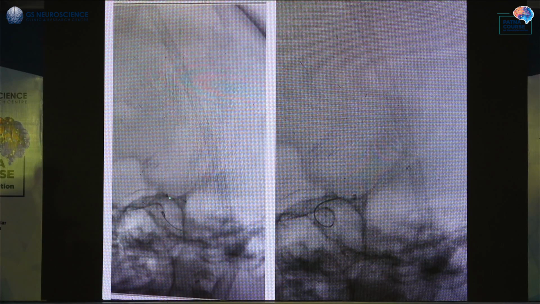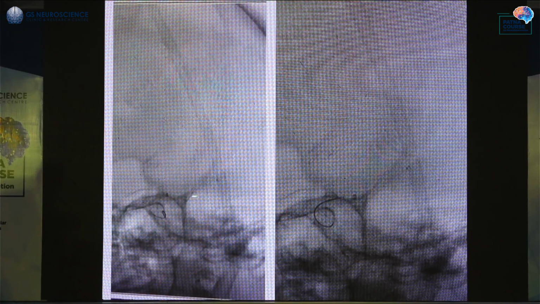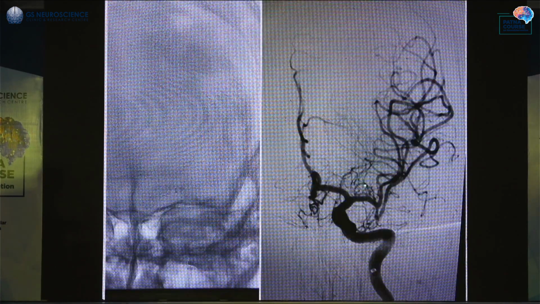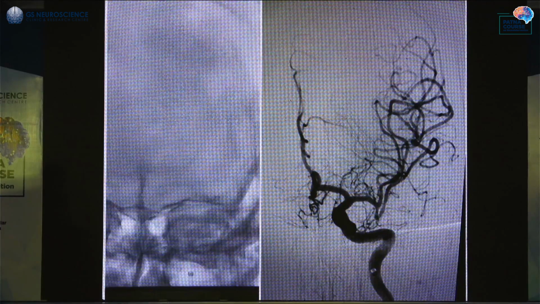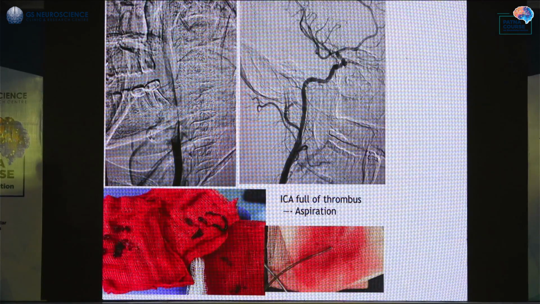Reached to there, and this is the stent here. This is the aspiration catheter, and the artery is opened up. So in MCA, I usually go with the aspiration catheter. If it's a difficult access, usually with the combination technique.